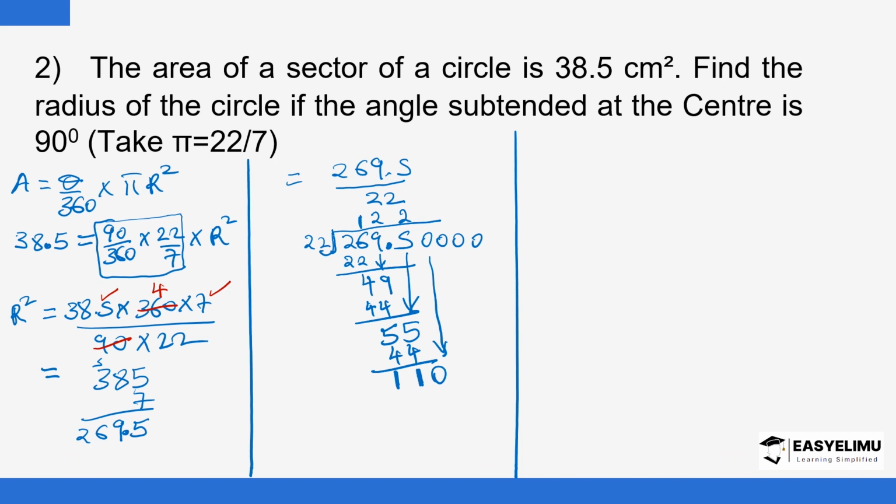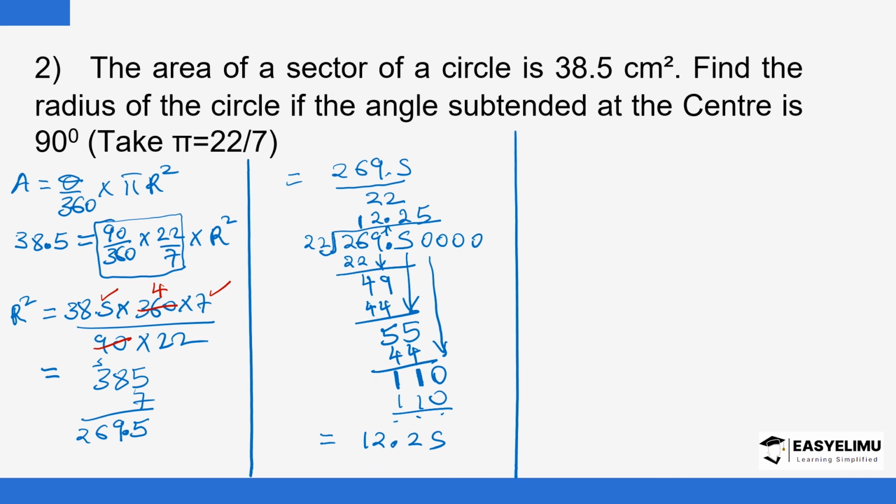So 22 goes into 110 5 times, and 5 times 22 is 110. And then the decimal point will jump up there. So this is going to be 12.25.